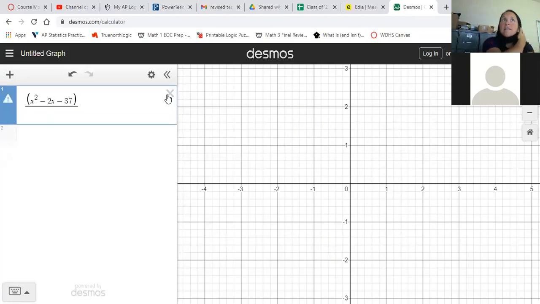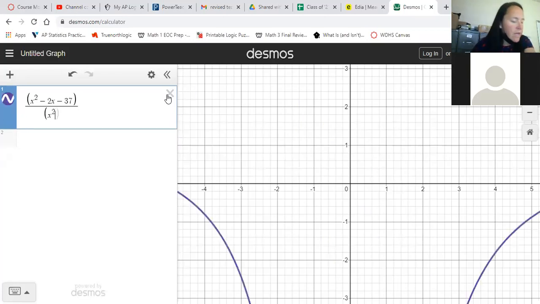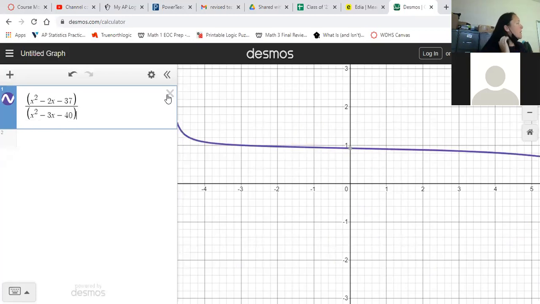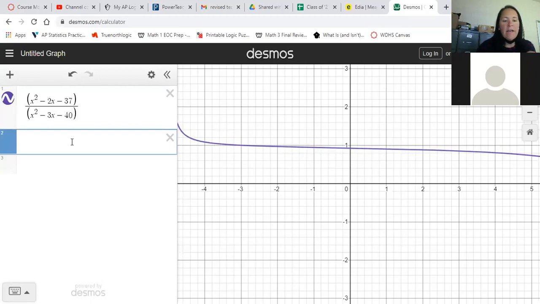So I can put it in just like that. And it's okay that it makes it like that. And then I have parenthesis x squared minus 3x minus 40. And you can do this with your regular calculator too. Like this will work, but this is easier for me to project and for you guys to see. Okay, so either one will work. It's just the way that you put it in. All right, and then I would put in my answers.